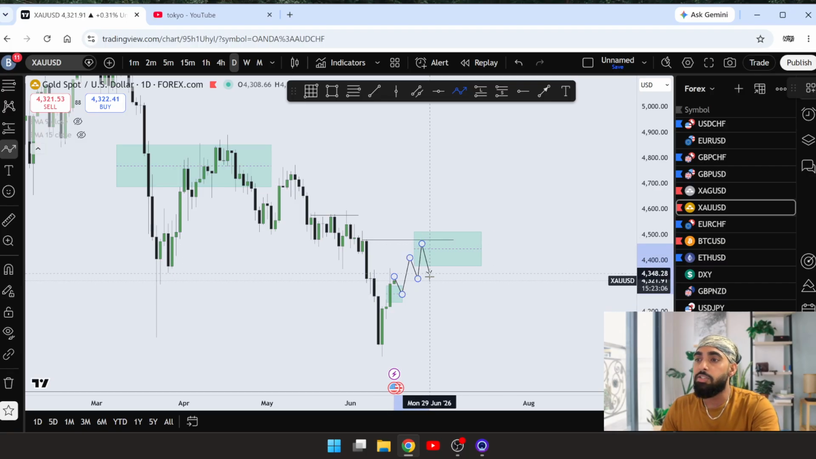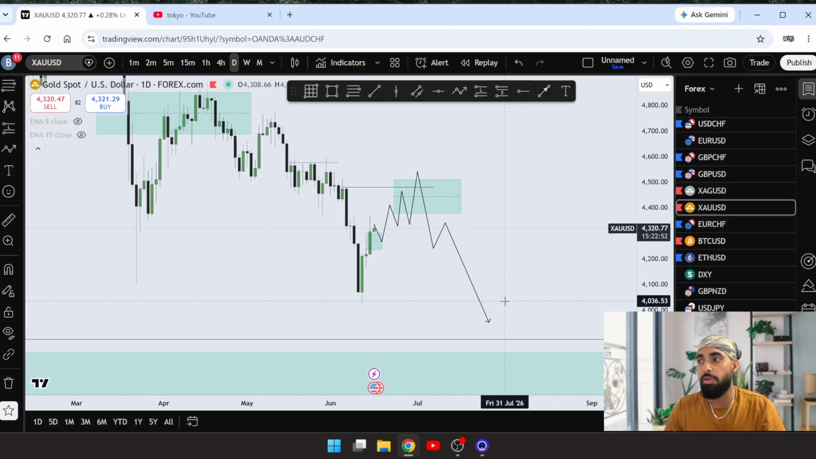It can play around this area, and then it'll take some liquidity, or it'll take these highs, then suddenly change its gear to the bearish side, retrace a little bit here, we will hunt our entry, and from there, boom, it's going to be bearish. So this is my draw on liquidity on gold.